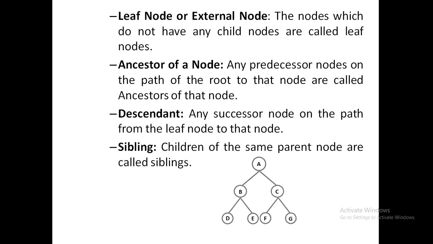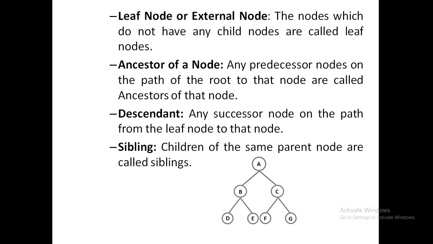Leaf node or external node. The nodes which do not have any further child node are called leaf nodes. So here D, E, F and G are leaf nodes. Ancestor of a node. Any predecessor nodes on the path of the node towards the root are called ancestor nodes. Descendant. Any successor node on the path of a node towards the leaf node is called a descendant. So here for node A, B is the descendant, and similarly for node F, C is the ancestor.